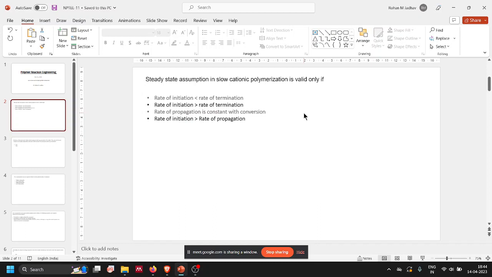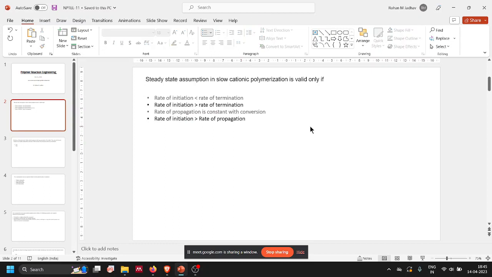So it reaches a maximum rate in the reaction. Steady state is not reached until later in the reaction, and then the rate starts decreasing again. Because of that, the rate of initiation should be lower than the rate of termination. So in that case, option one would be correct.